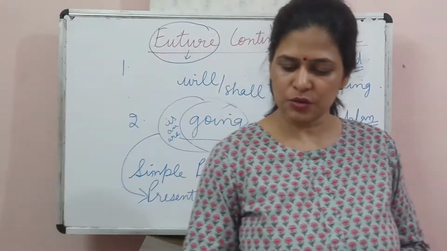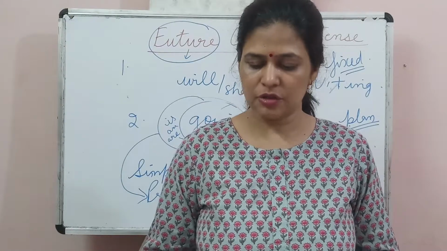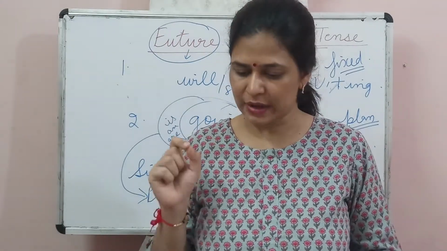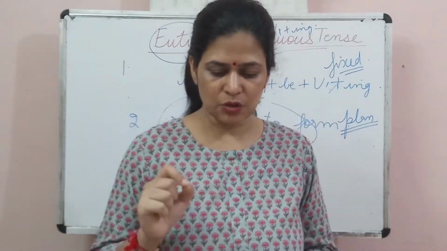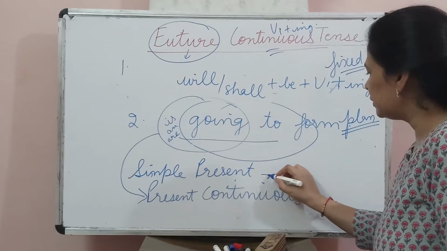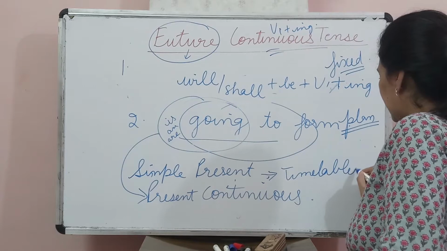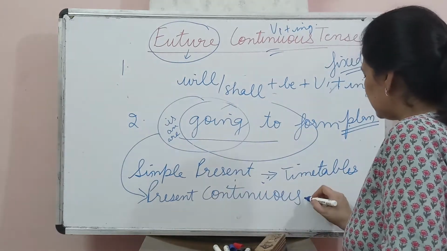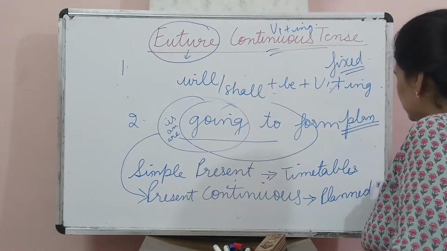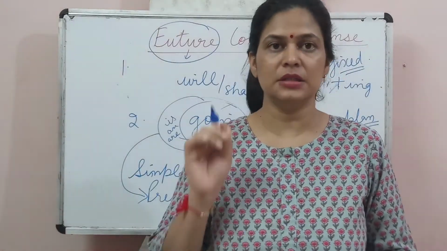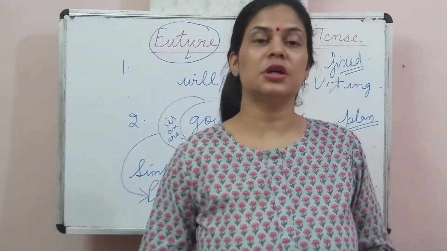So let us see the last two lines. As you have learned before, the simple present tense and the present continuous tense are also used to talk about actions that will happen in the future. We use the simple present when we talk about timetables, and we are using present continuous when something has been scheduled or planned. These two things are to be kept in mind. They are things to remember. So present continuous is used to talk about future plans.